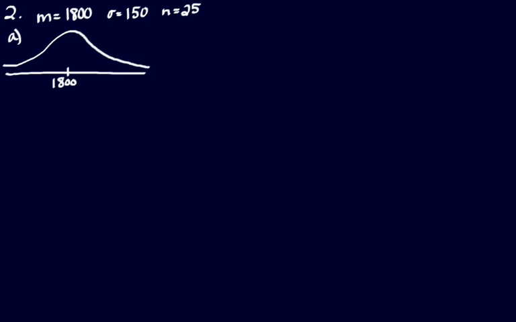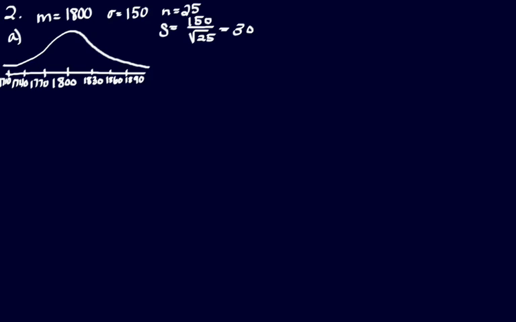The first part says sketch a graph and label the horizontal axis. Notice this gave us the sample size in the original problem, so we're going to have to make sure to edit that and create the correct standard deviation before we fill out our curve at the bottom.